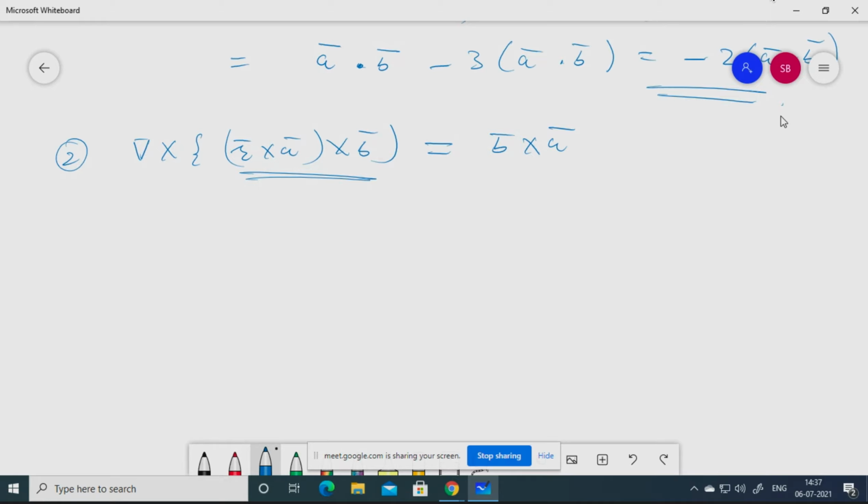And what will be curl of A bar? Tell me. What should be the value of curl of A bar? Answer it. 0 bar, because A bar is a constant, and for a constant vector, if you find the curl, it will be 0 vector only.